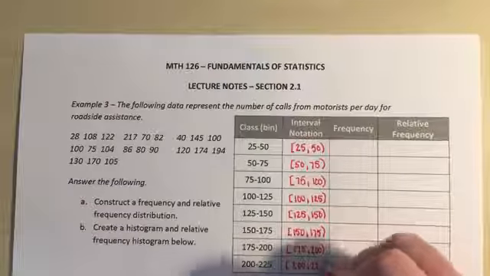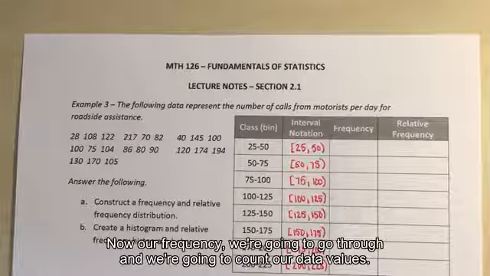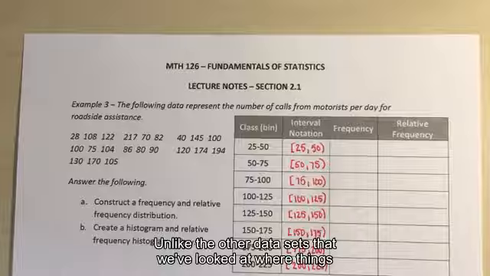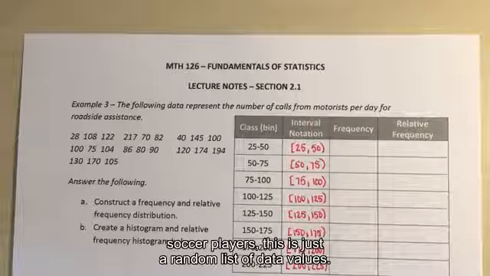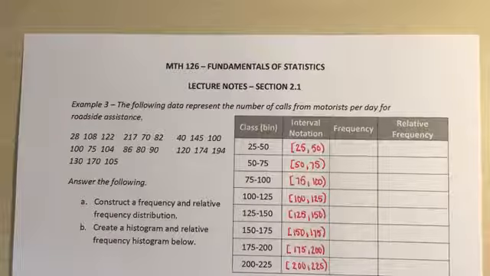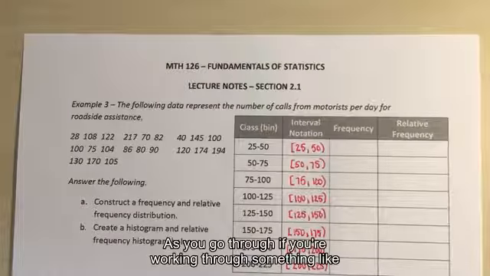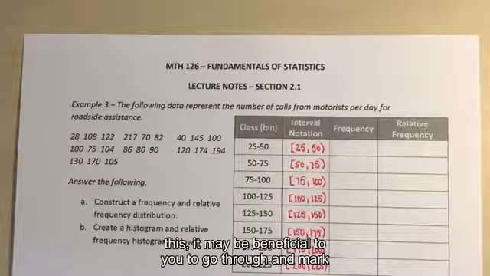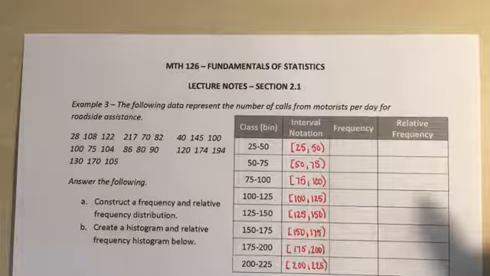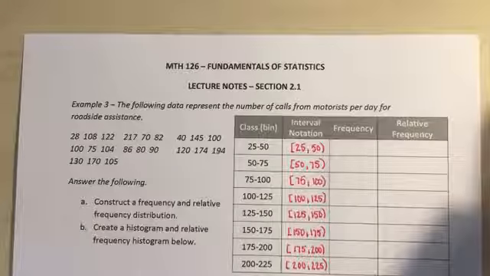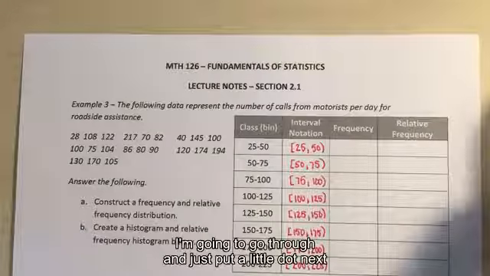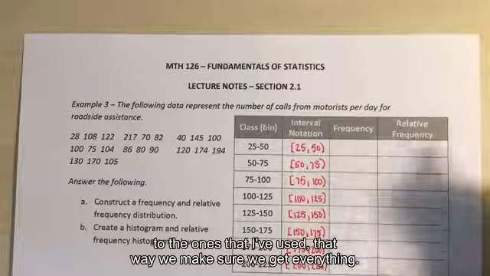Okay, now our frequency. We're going to go through and count our data values. Unlike the other data sets we've looked at, where things were in order, like the one for our soccer players, this is just a random list of data values. If you're working through something like this, it may be beneficial to cross off data values after you use them. I'm going to put a little dot next to the ones I've used. That way we make sure we get everything.